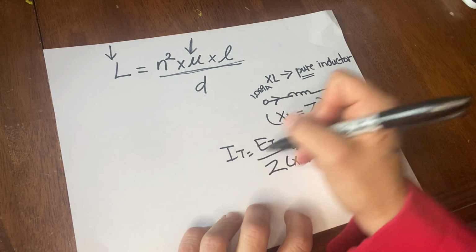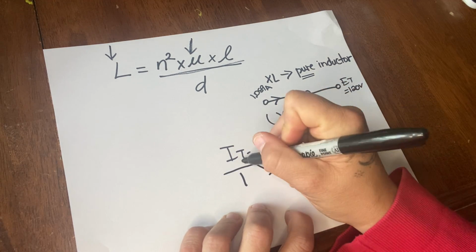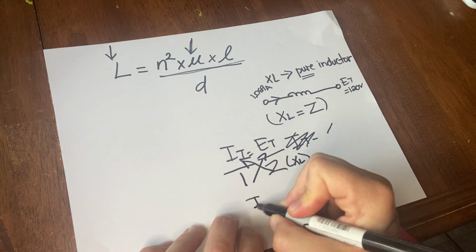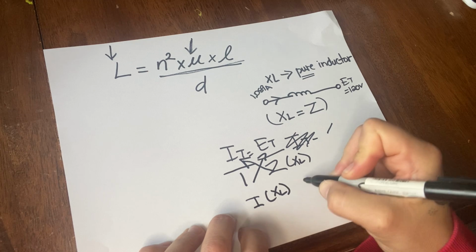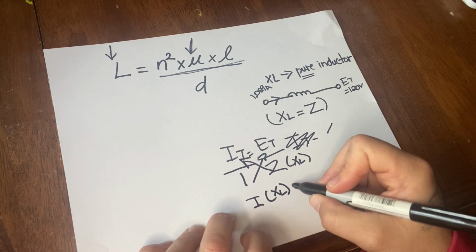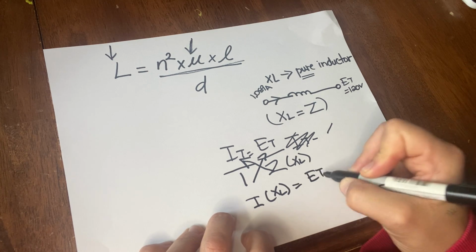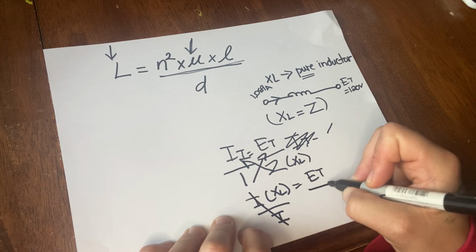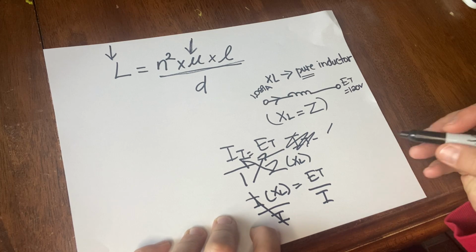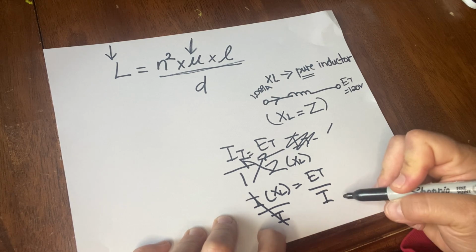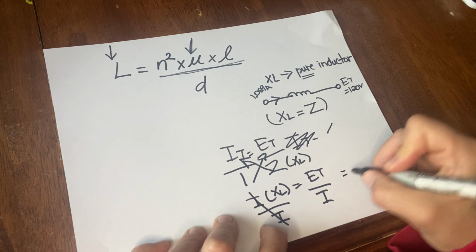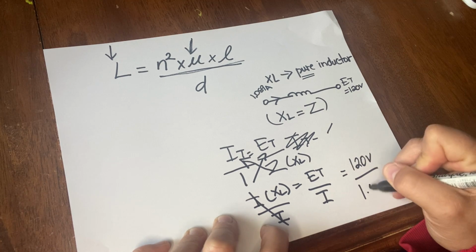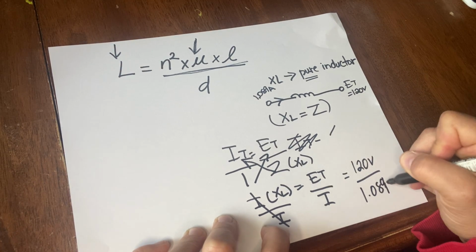So I have to cross multiply here to bring everything into direct proportion. So I times XL equals supply voltage. I want to get XL on its own, so I would divide by I. What I do on one side, I do on the other. So XL equals supply voltage divided by current. Supply voltage is 120 volts. Divide that by the 1.089 amps.